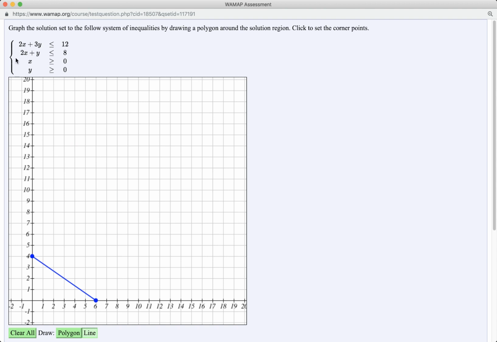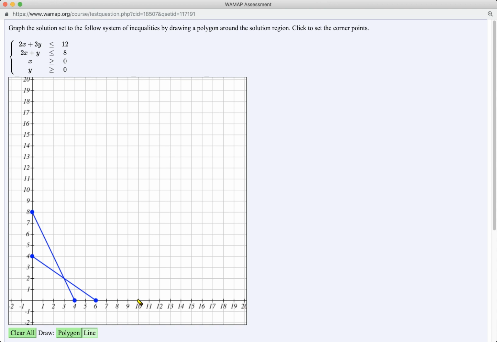If x is 0 in this equation, then y will be 8. So when x is 0, y is 8. And then for the second point up here, if y is 0, then x is 4. So when x is 4, y is 0. So there's a second point on the second line.